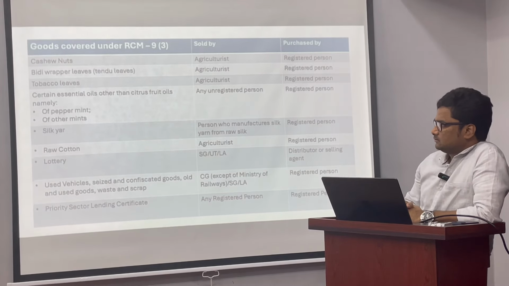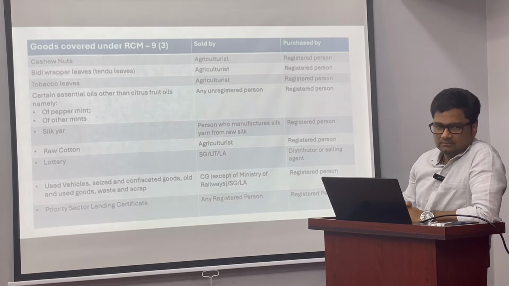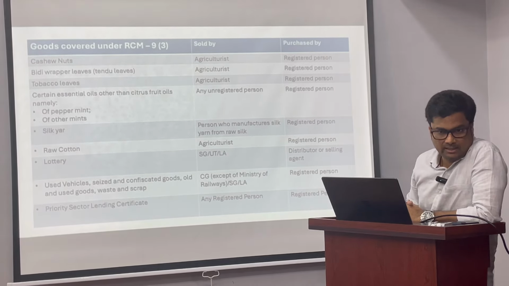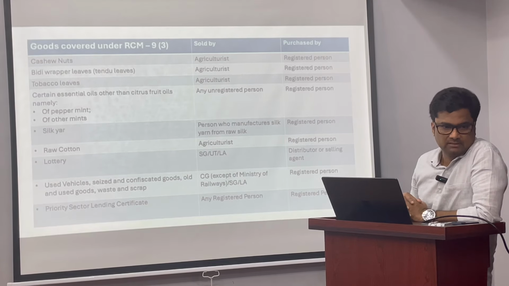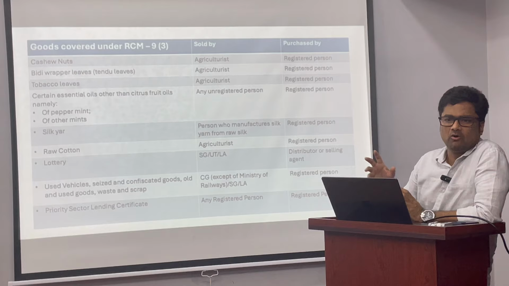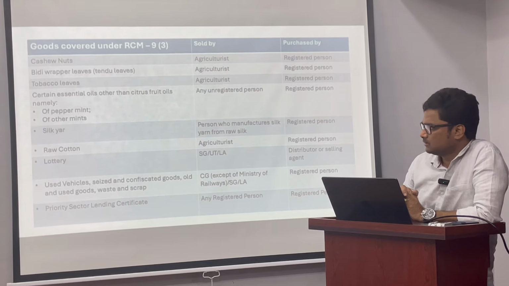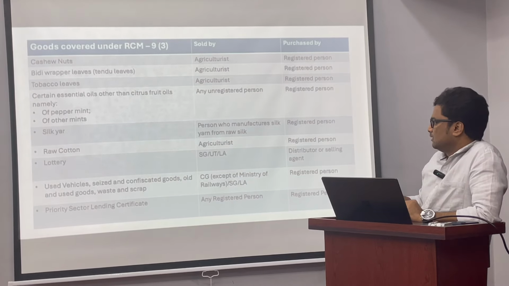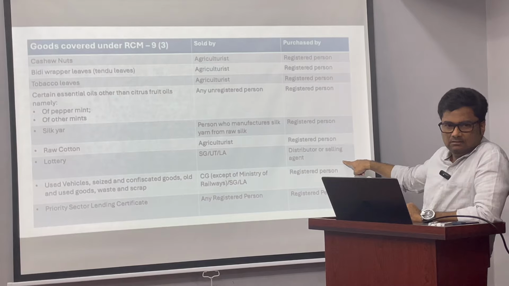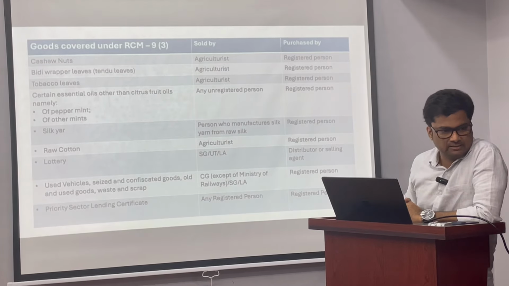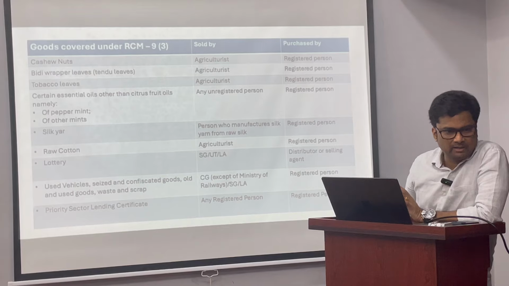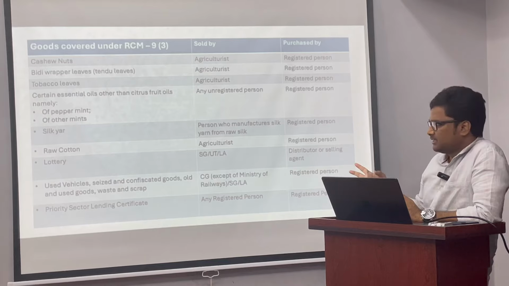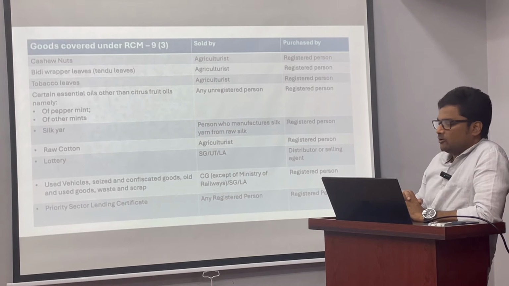Then raw cotton. Who is the seller? Agriculturist. Buyer, registered person. Lottery. Lottery in India will be sold only by governments, that too state government or union territory, or a local authority like municipal authorities. So it should be sold by them. Now who is the buyer? Distributors or selling agents. There will be distributors, right? Sikkim lottery, Manipal lottery, Bhutan lottery, Kerala lottery.